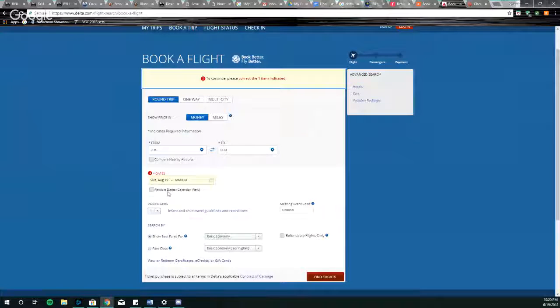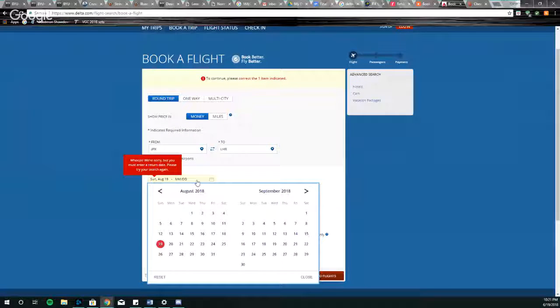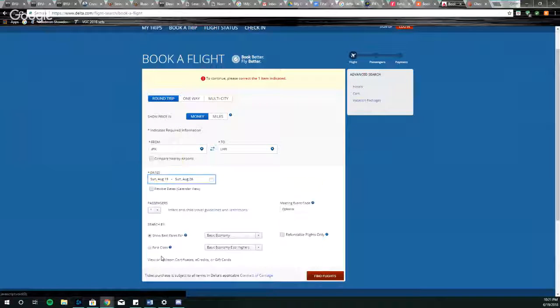Why do I need to change the return date? I can't do the return date. Let's do 1 week. So Sunday to Sunday. How about that?